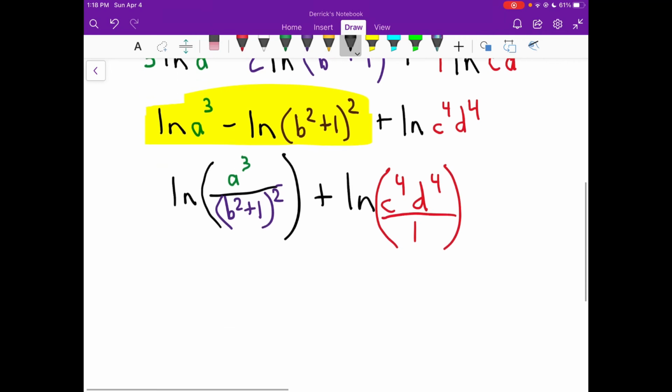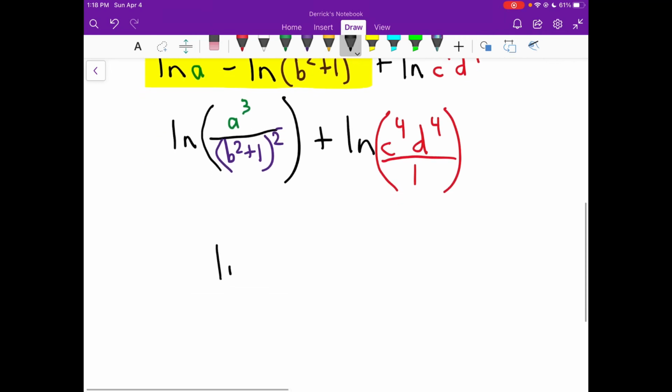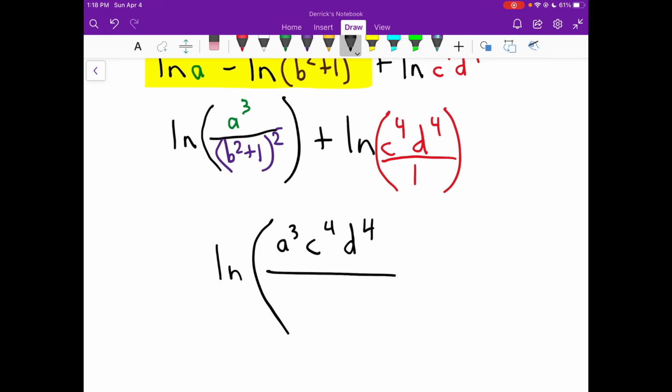So that gives us a final answer of a single natural log with a to the third, c to the fourth, and d to the fourth all in my numerator, and b squared plus 1 quantity squared in our denominator. That would be our final answer.